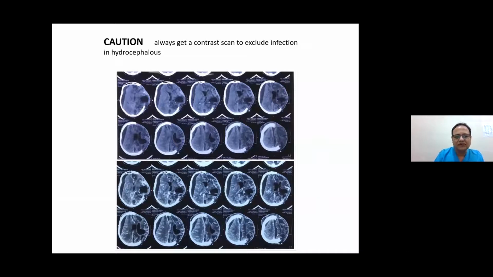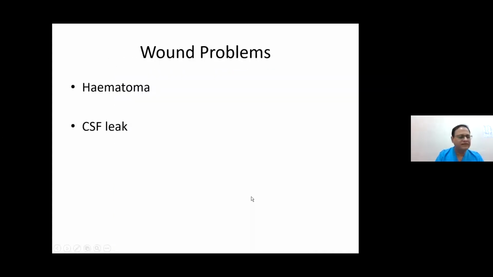The other cause of hydrocephalus is infection, so before assuming that it's a hydrocephalus or CSF absorption abnormality, it's always better to do a contrast scan to look for enhancement of the subdural membrane or ependyma. This might tell us that it is infection, and the infection has to be treated first, followed by the hydrocephalus.